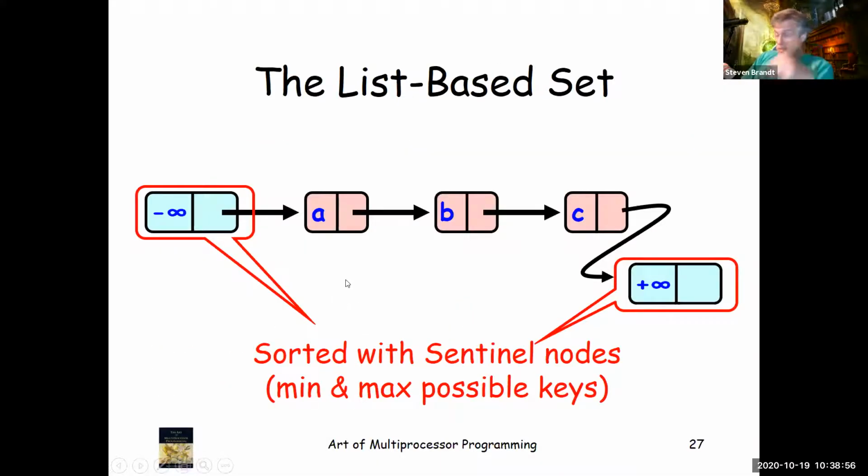So I know we said that a set is unordered, but for the purpose of this implementation, we're going to order items. And so the way our list is going to look is we're going to have two sentinel nodes, which are nodes that just mark the head and the tail of the set. And then in between, the different nodes are going to point to each other. So this is a set that contains A, B, and C.